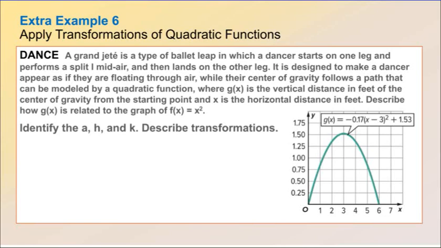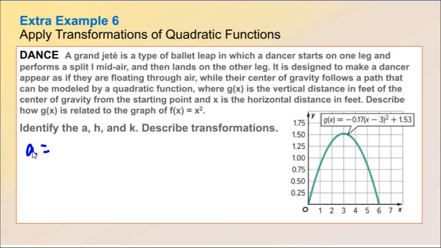The last one says, Grand Jete is a type of ballet leap in which a dancer starts on one leg, performs a split in mid-air, and then lands on the other leg. It is designed to make a dancer appear as if they are floating through the air, while their center of gravity follows a path that can be modeled by a quadratic function, where g of x is the vertical distance in feet of the center of gravity from the starting point, and x is the horizontal distance in feet. Describe how g of x is related to the graph of f of x equaling x squared. You need to identify the a, h, and k, and then describe the transformation.